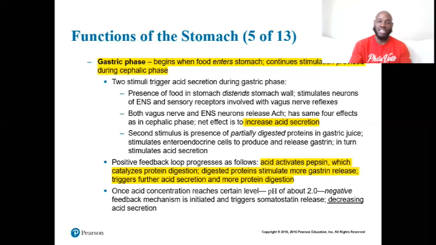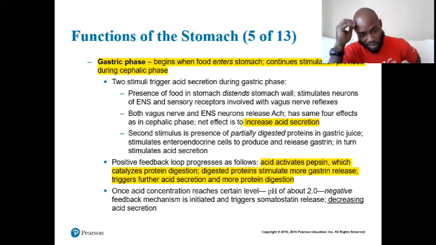The presence of the food: stomach walls begin to expand, distend, which stimulates the neurons of your enteric nervous system, your ENS, and they notice this. There's food in here. Let's get to this. So both your vagus nerve and ENS neurons release acetylcholine, which also increases your acid secretion. Another stimulus is the presence of partially digested proteins in the gastric juice. So remember, the stomach is important for digesting protein. So detecting these undigested proteins stimulates acid secretion, right?